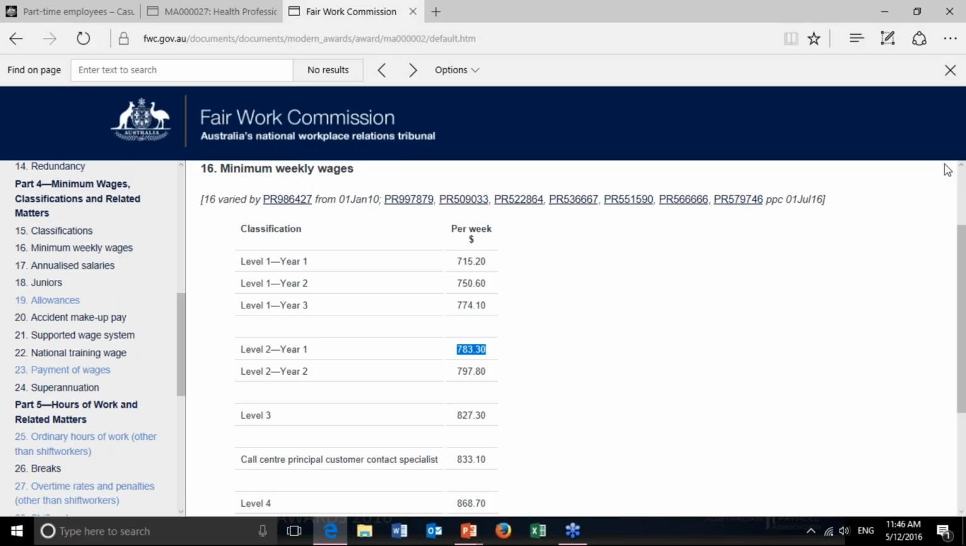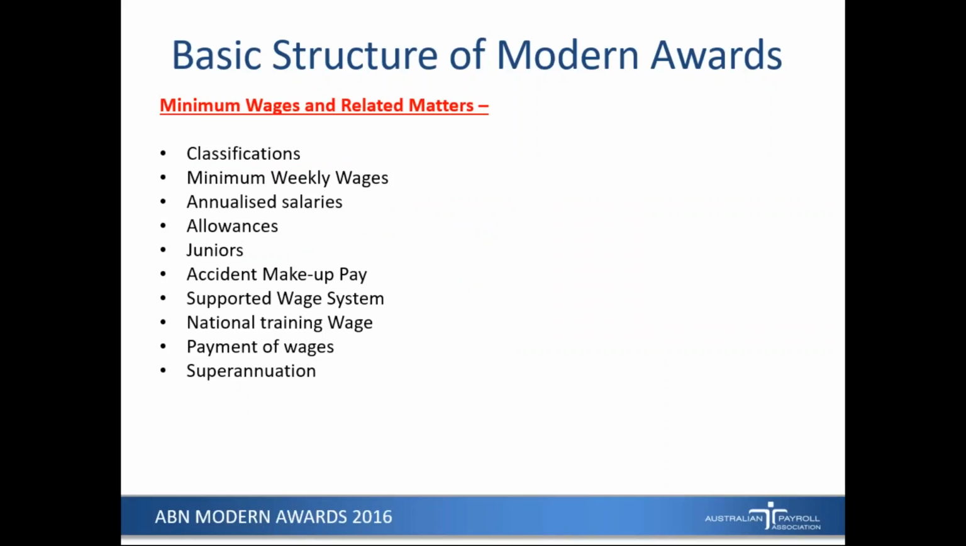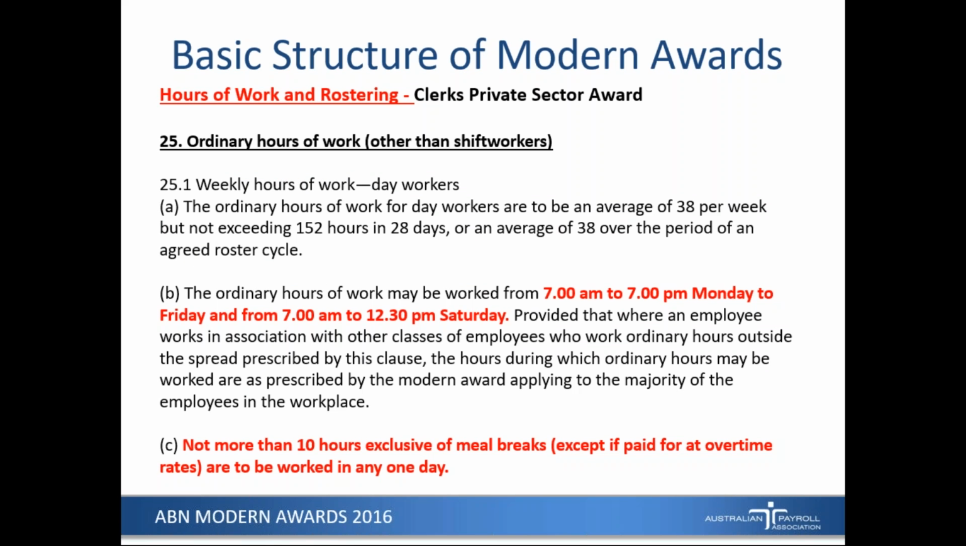Sorry, I do have another question here. How long can a worker be on as a casual for? We're going to have a look at that, because depending on your award and industry, there may or may not be certain terms and conditions for a casual employee.